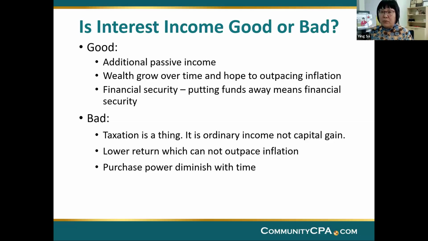And you have the money put in the bank account, and it's making 5.25%. Not bad at all. So that's a financial security that you have. It's good that you have money to put aside to make interest income. But the bad is that taxation is a thing. You will pay taxes, because interest income is ordinary income, so it has a very high rate if your other income is higher. Not like capital gain, right?